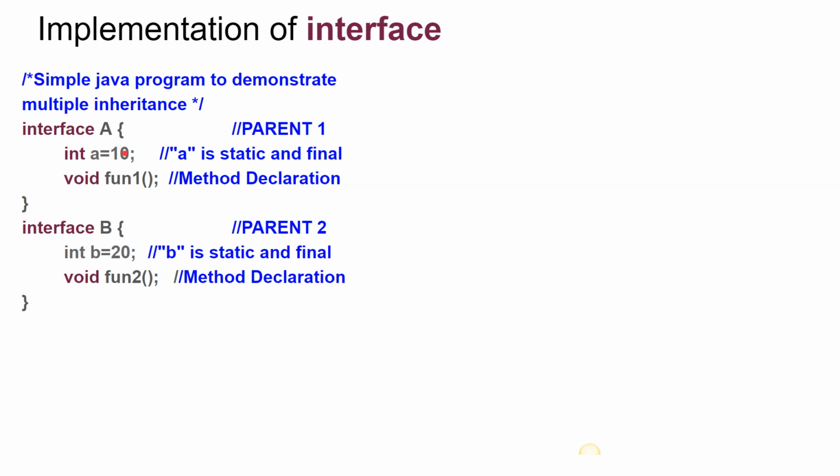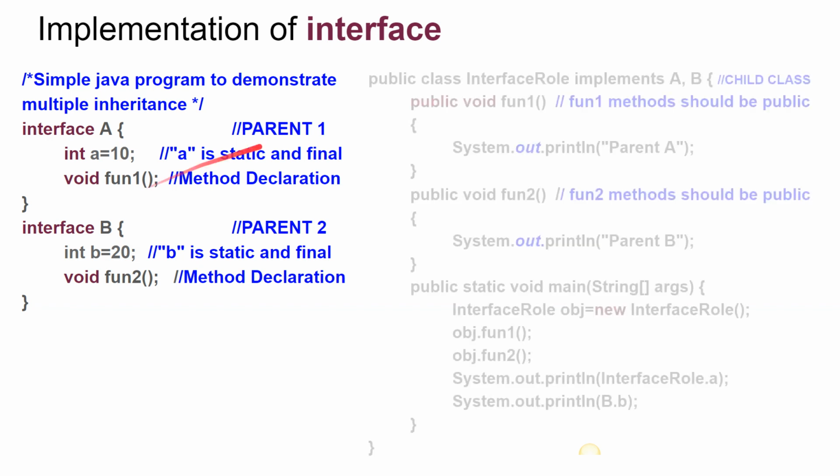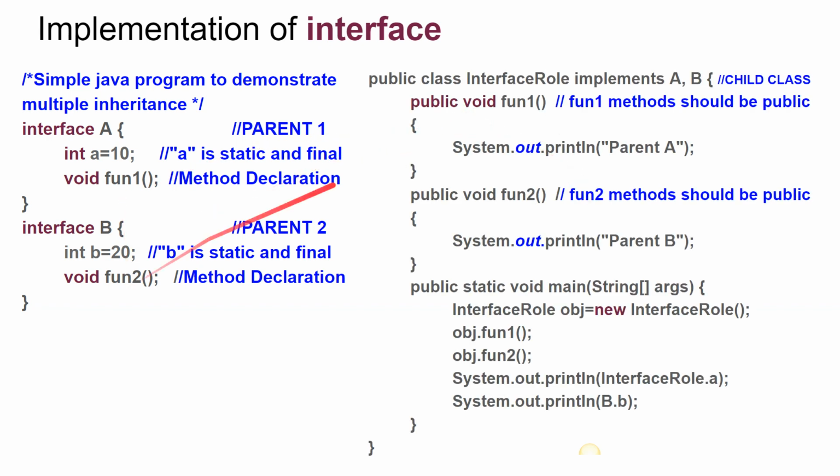And what are the members? Variable A, which is static and final. Variable B, static and final. Fun1 and fun2 are methods, two methods which can only be declared in interfaces. We cannot define them in the interface. But where should we define them? In a class. Fun1 and fun2 are defined here, and these two methods should be declared as public.